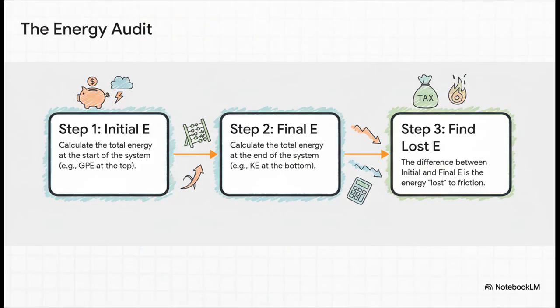So, how do you actually calculate it? It's a simple three-step audit. Super easy. First, you calculate the total energy you had at the very beginning. Second, you calculate the total energy you have at the very end. And third, the difference between those two numbers. Well, that's it. That's the energy that was paid as a fee to friction.